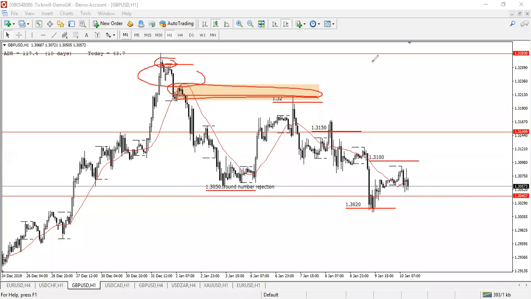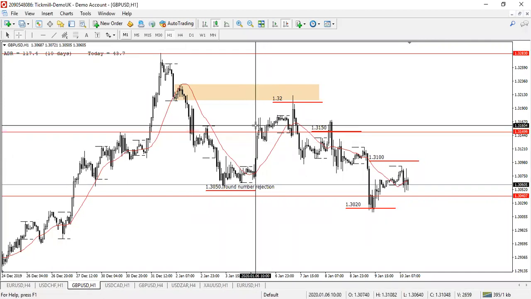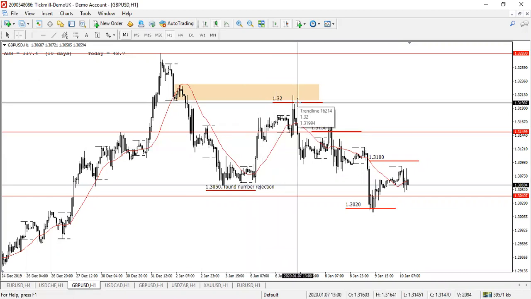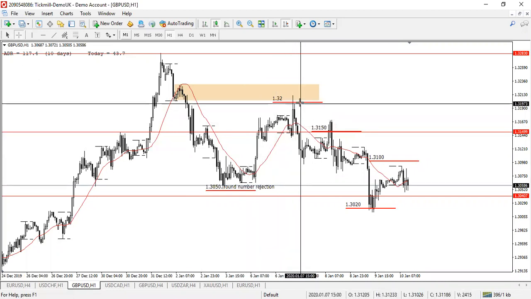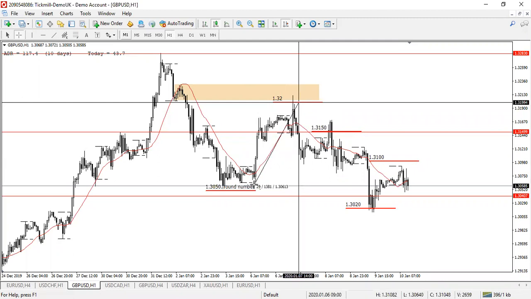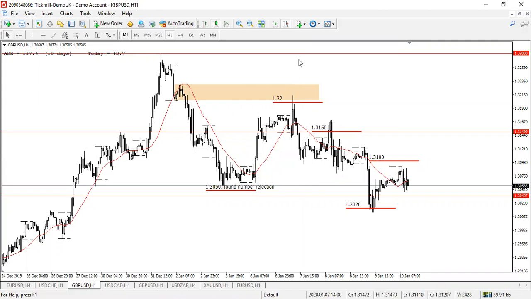Okay. Yeah, there's this order block. So you have this area here. You might have bought after close of this candle on Monday and put your take profit at 1.32. That would give you how many pips, guys? 150. No, 97 pips. Not bad at all.